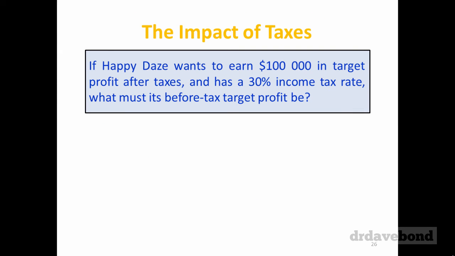If they want to earn a $100,000 profit, target profit after tax, we need to take into account that we are going to get taxed 30% on the before tax profits that we make.